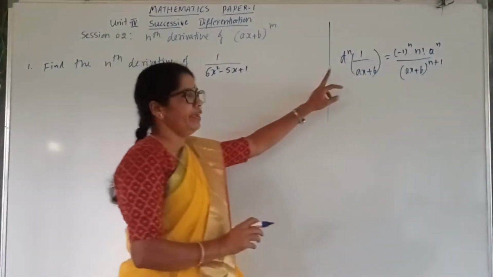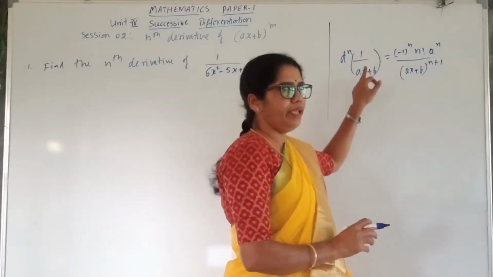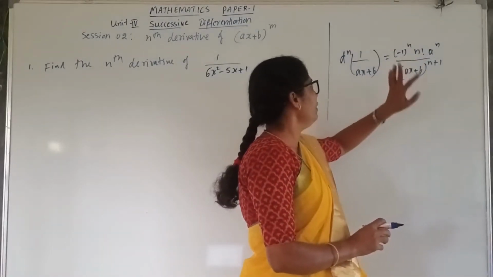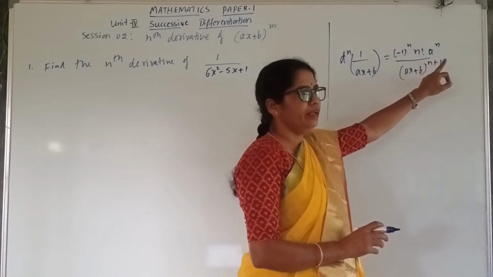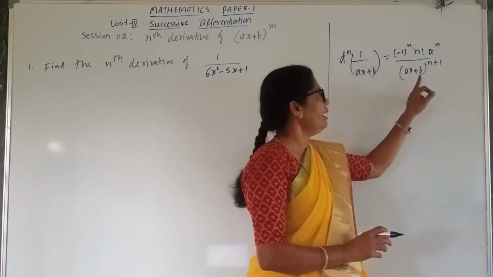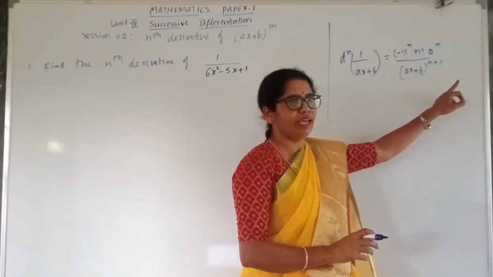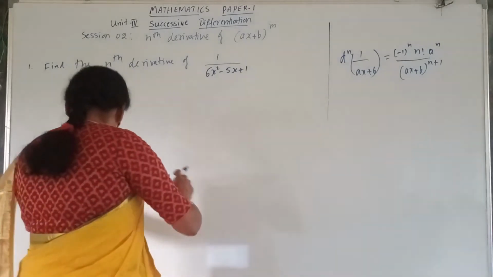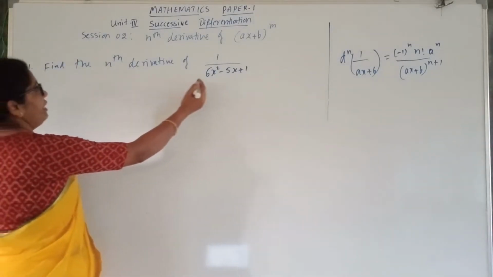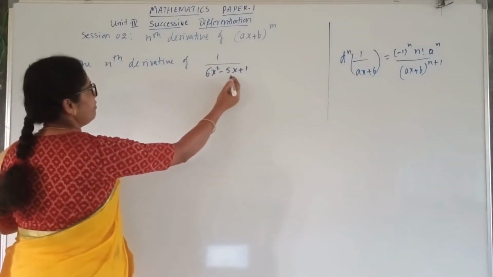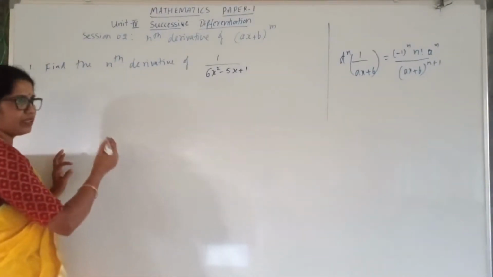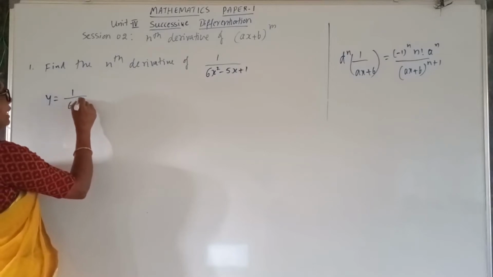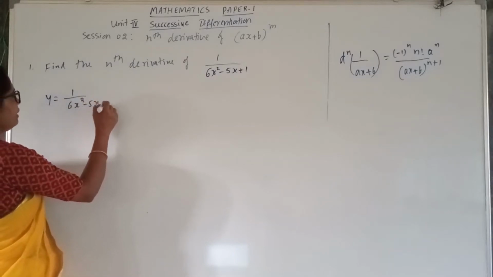Now by using the nth derivative of 1 by ax plus b, which is (-1)^n factorial n into a^n by (ax plus b)^(n+1) formula, let us work out a problem. That is, find the nth derivative of 1 by 6x square minus 5x plus 1. Here y is equal to 1 by 6x square minus 5x plus 1.